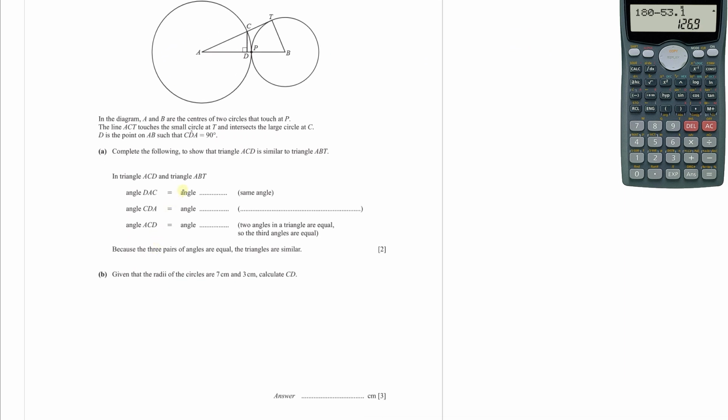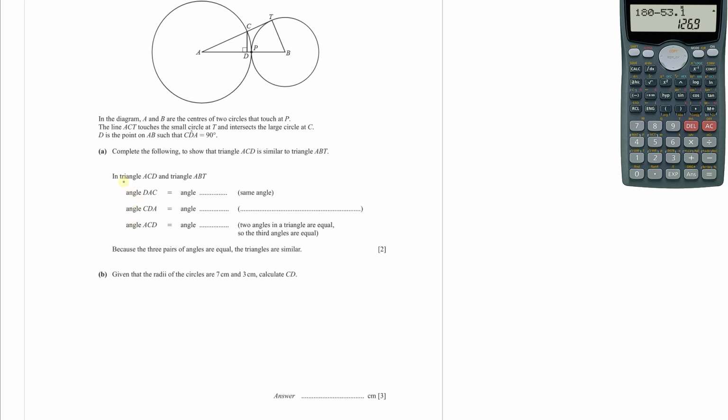So the next question is, in the diagram, A and B are the centers of two circles that touch at P. The line ACT touches the small circle at T and intersects the large circle at C. D is the point on AB such that CDA, this angle here, is 90 degrees. Complete the following to show that triangle ACD is similar to triangle ABT. So you're basically using the AAA property, which is that all three angles are the same, so the triangles are similar.